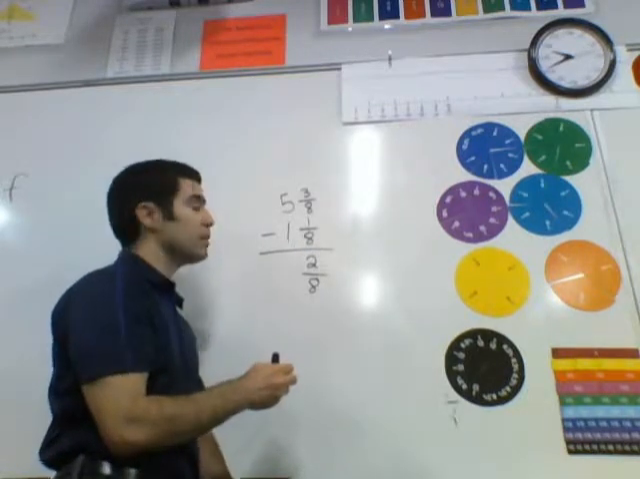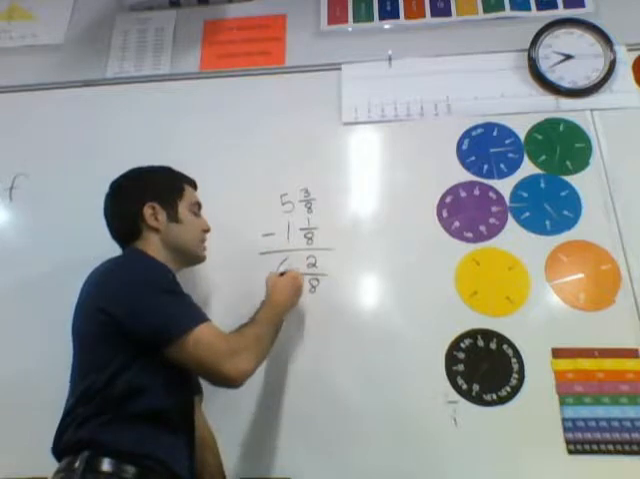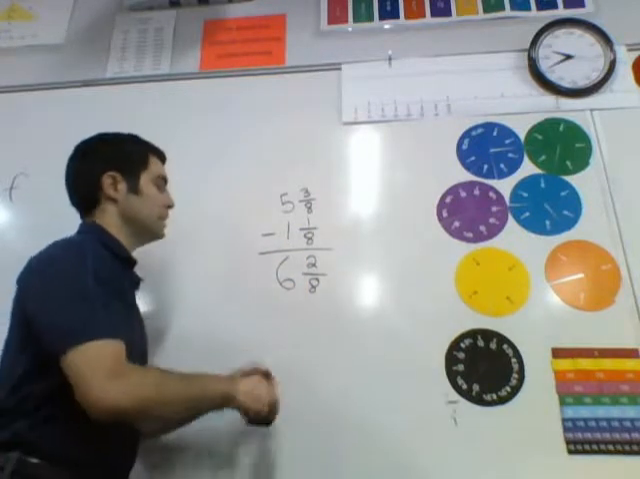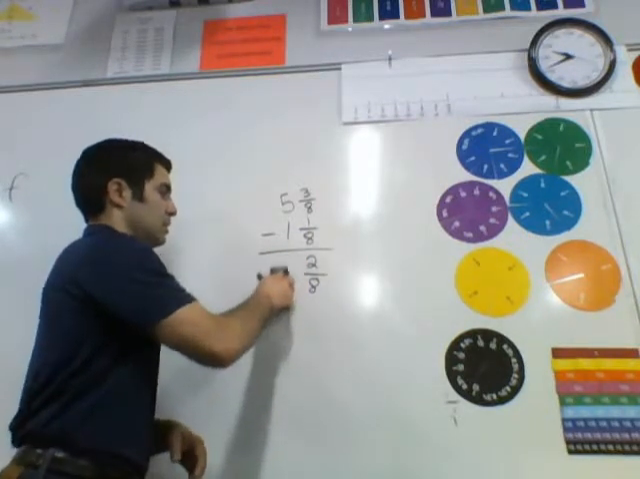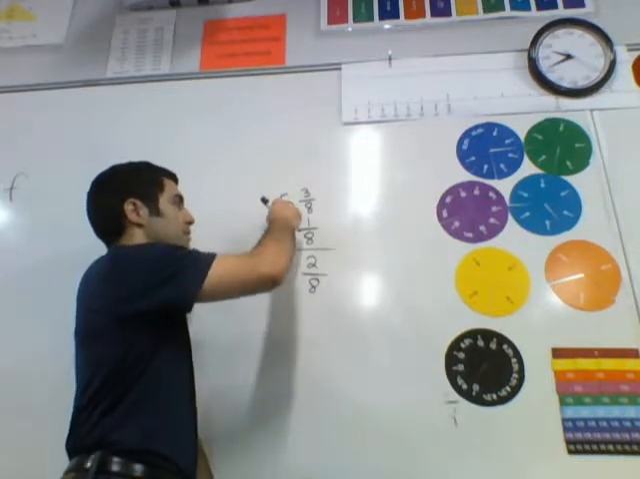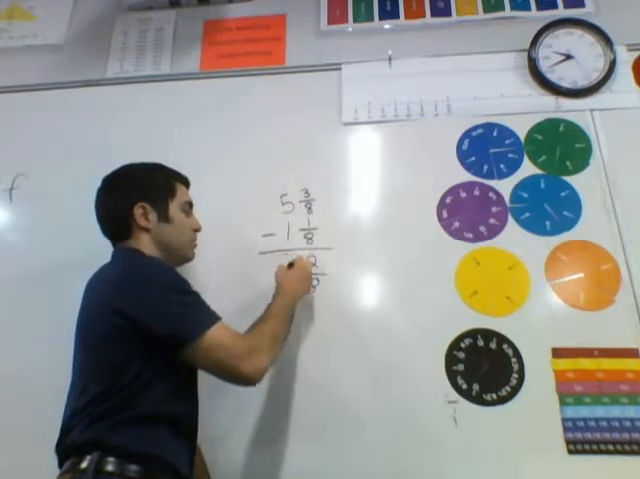Then I'm going to make a mistake that a lot of people make. Oh, 5 and 1, that's 6. Incorrect. Make sure you look at your signs. 5 minus 1 is going to be 4.